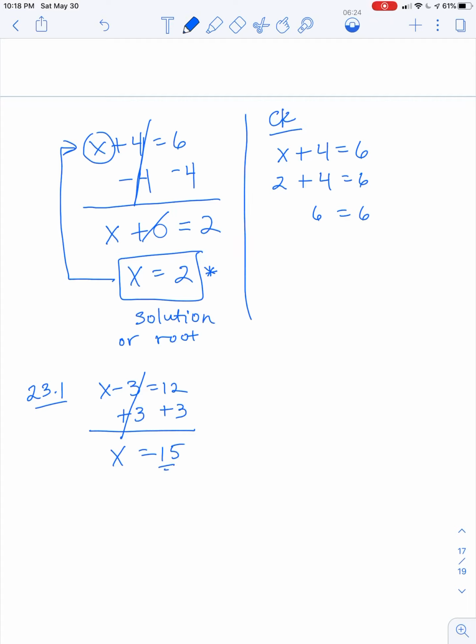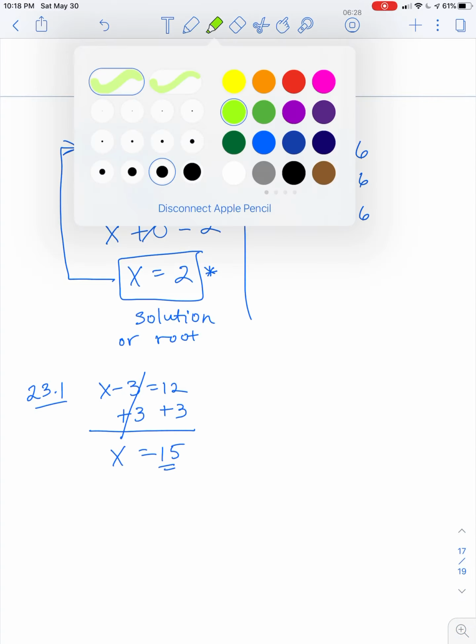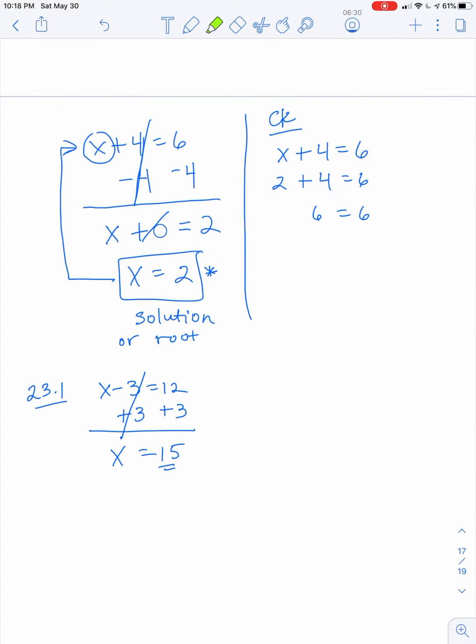Now in your head, you can kind of put this back in for x. So go up here and put this 15 in for x. 15 minus 3 is actually equal to 12. So it does satisfy the original equation.